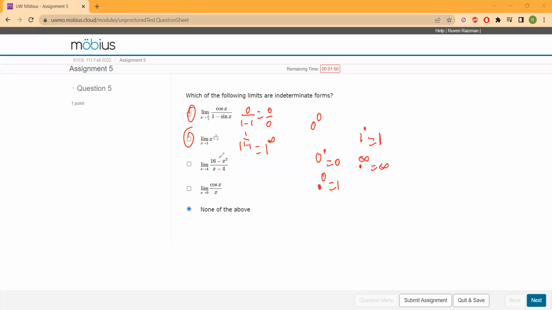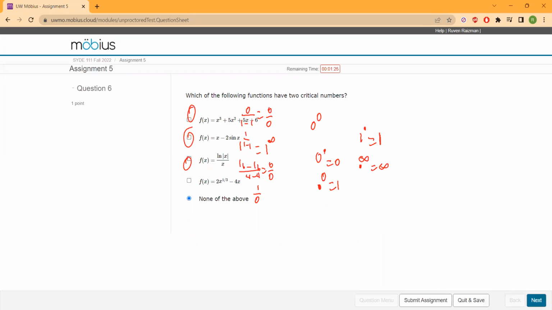So then you have 16 minus 16 over 4 minus 4, which is equal to 0 over 0, an indeterminate case. Then cos x over x: cos at 0 is 1, and x at 0 is 0. So this is not an indeterminate case. So let's punch those in: 1, 2, 3. And click next.